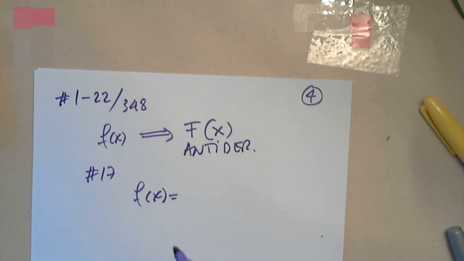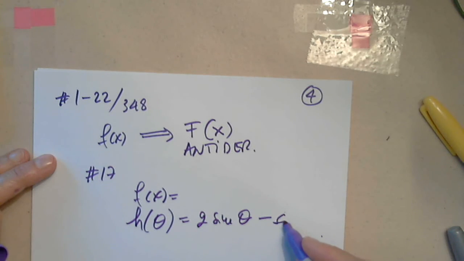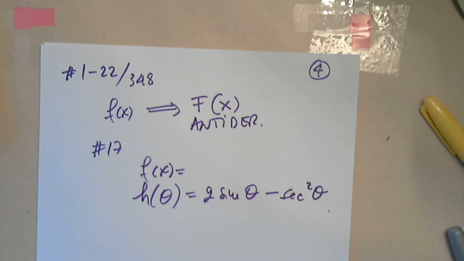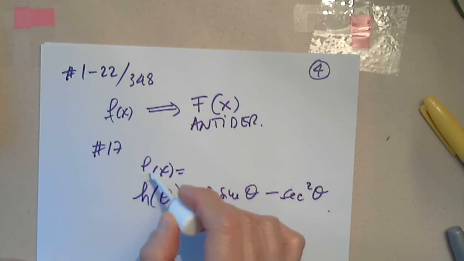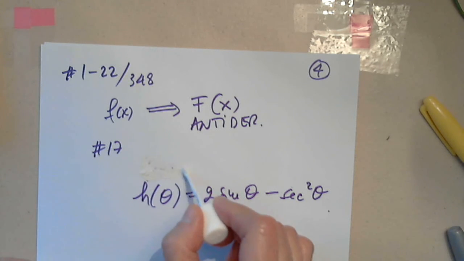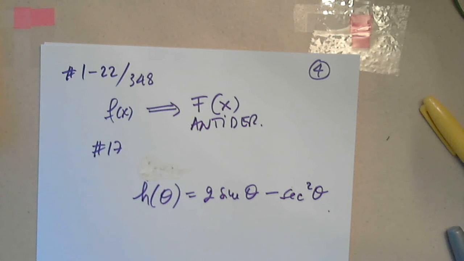17, I see it. So f of x is given to us. I'm sorry, it's h of theta. Doesn't matter. 2 sine theta minus secant squared. We are asked to find uppercase H of theta, the antiderivative.